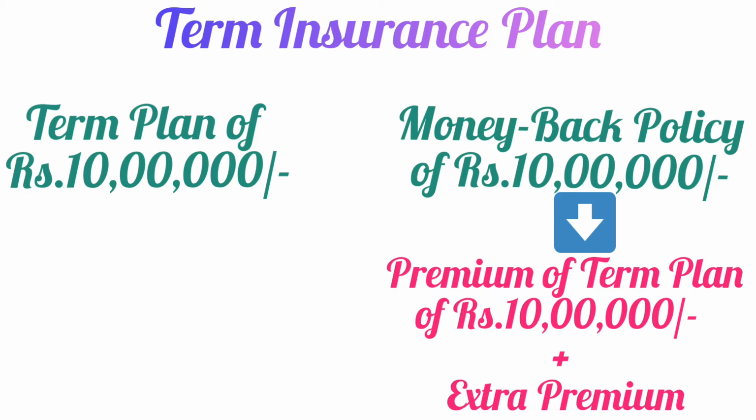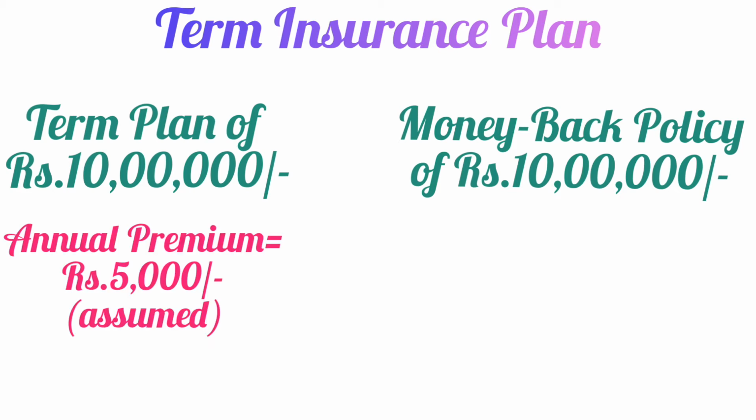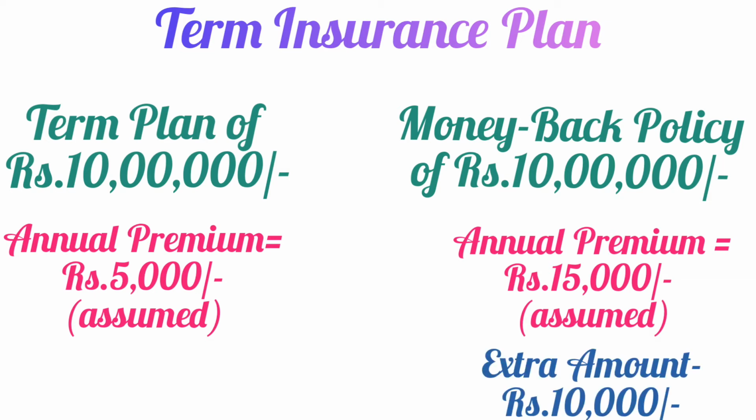And that extra benefit under money back policy is nothing but the money you are paid back by the insurance company at a regular interval, which is generally 3 years, 4 years, 5 years, etc. Let's say the annual premium of 10 lakh term plan is rupees 5,000. Then the premium of money back policy of rupees 10 lakhs would be much higher than the figure of term plan. Let's say it is 15,000. This 15,000 premium of money back policy includes 5,000 premium of term plan of rupees 10 lakhs plus some extra amount. The extra amount is 10,000 in our example.